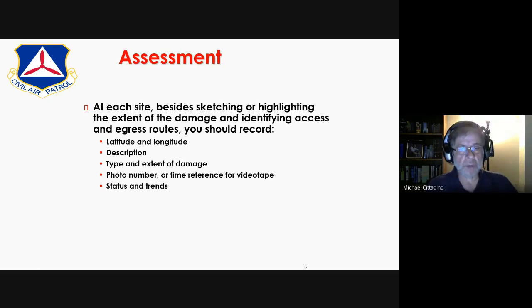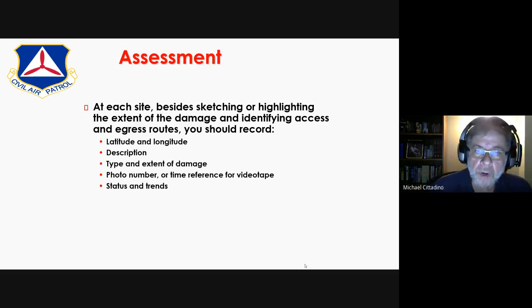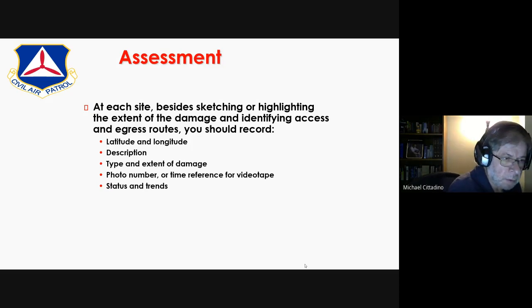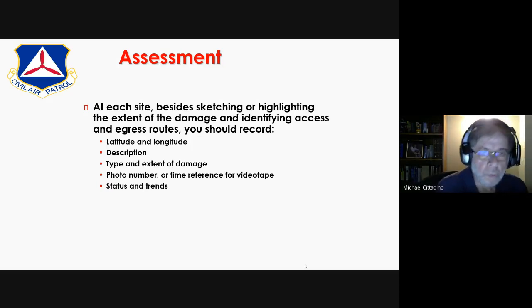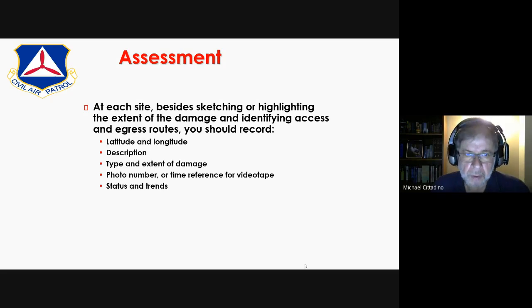However, assuming you were on a mission where you were doing visual examination and you didn't have a photographer, then you're going to want to record manually things like a latitude and longitude, some description of what it is you're looking at, and what the extent of the damage is, to report back to the agencies.